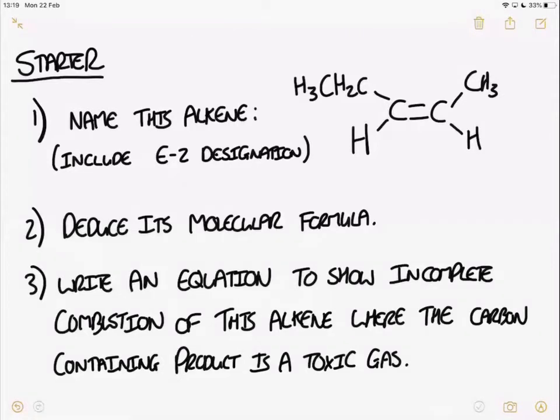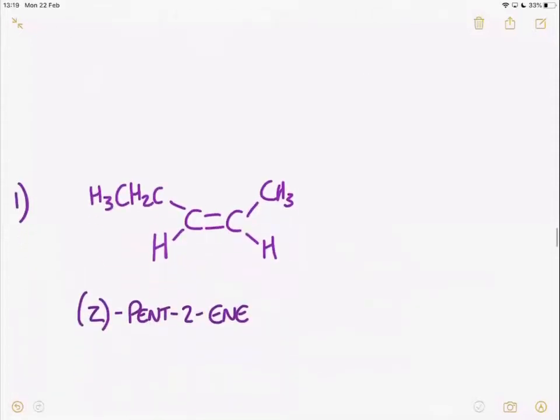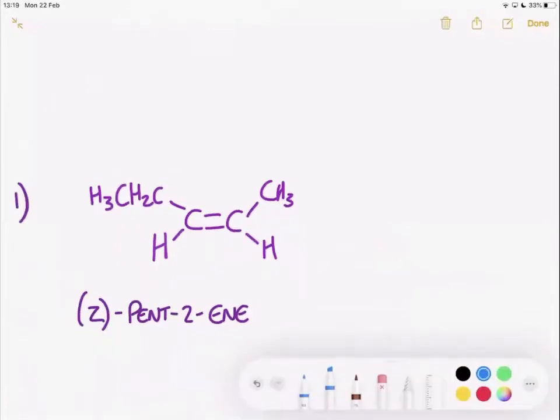Okay, so what we should have is Z pent-2-ene for the first question. What you're comparing here is carbon versus hydrogen on both sides, and in both cases the carbon is going to win. So there's no complications here really. It should be really straightforward. That makes it the Z form of this isomer. And the double bond is located on carbon 2, which makes it 2. There are 5 carbon atoms in total, so that makes it pent-2-ene. Z pent-2-ene.